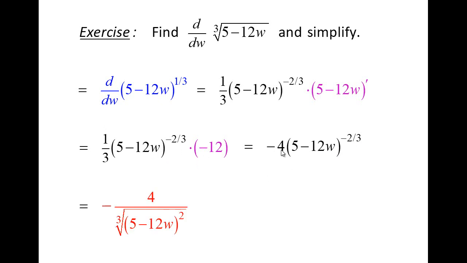And finally, we get negative 4 divided by (5 minus 12w) to the positive 2/3 in the denominator, but that can be rewritten as the cube root of (5 minus 12w) to the 2. Again, when you take the cube root, it means you take this to the power 1/3. Okay, so that's the derivative in this case.